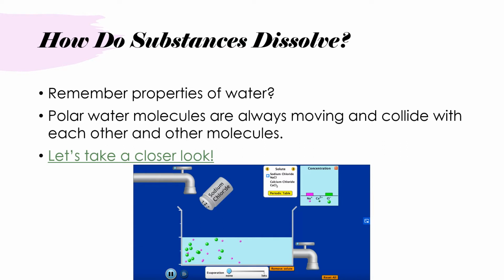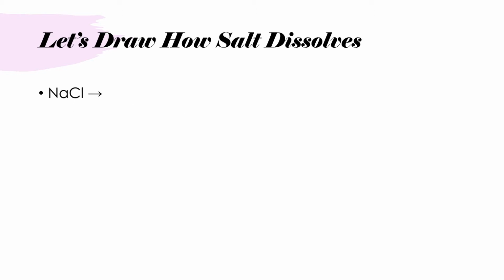So how do substances dissolve? Well, polar water molecules are always moving and will collide with each other and other molecules. There's a simulation below and you can find the link on Canvas. However, I will illustrate the process on the next slide. Let's draw how salt dissolves. NaCl splits into sodium, I'm just going to make it orange, and chloride, I'm going to make it green ion.